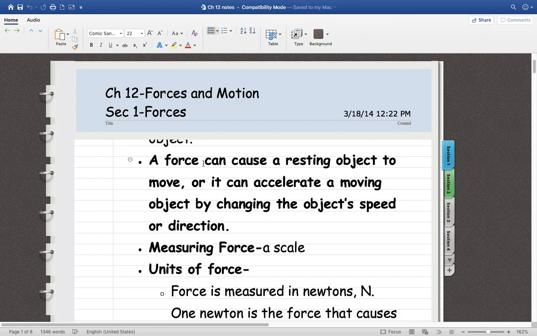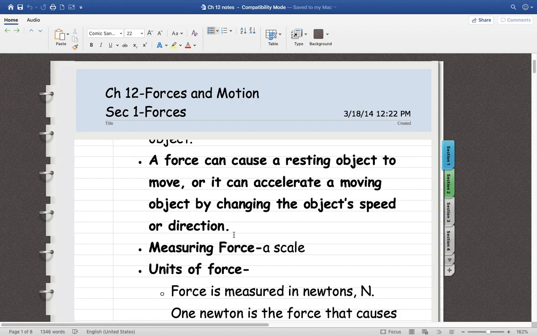If I am playing volleyball and the ball is coming towards me and I tap it to keep it going, or if the soccer ball is already moving and I kick it to make it go harder, that's accelerating a moving object by changing its speed. It would also be baseball: if the ball is coming towards me and I hit it with a bat and it goes in another direction or at another speed, that would be another example of forces.